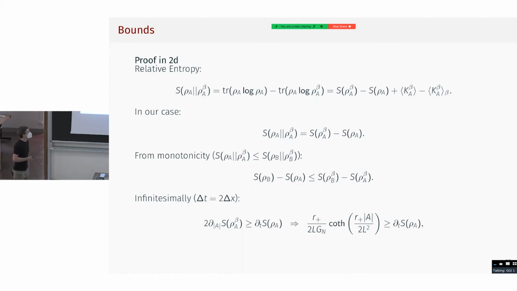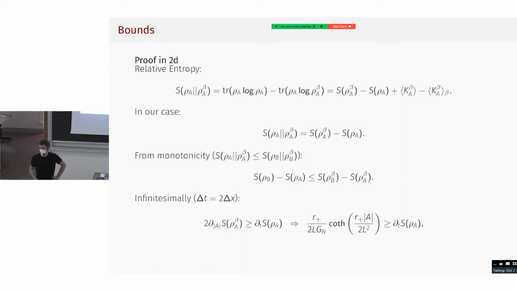In higher dimensions, we don't know the explicit form of the modular Hamiltonian. In vacuum we know, but not in the thermal state. And so we cannot run this argument, at least at early times. There are arguments for late times, but that's not going to be sufficient for us.